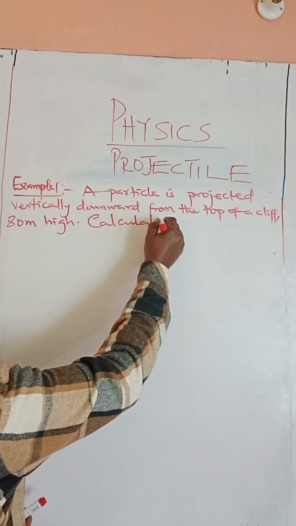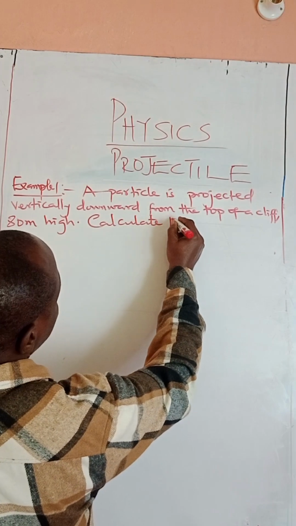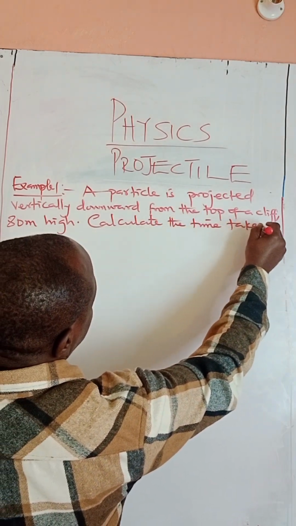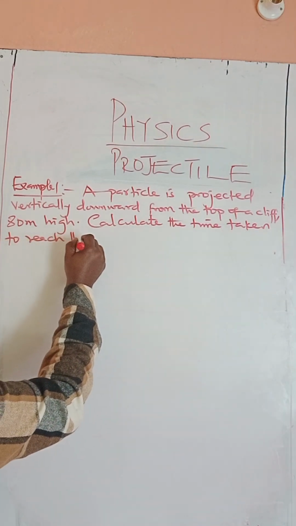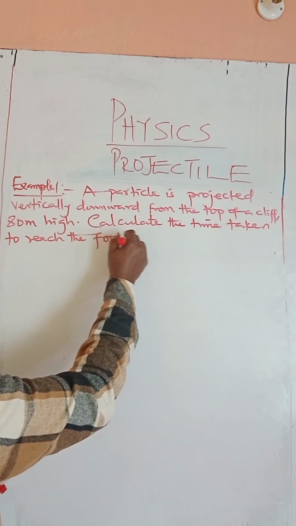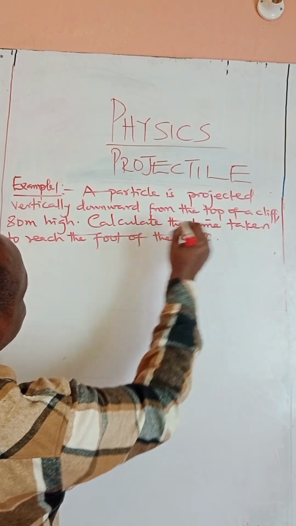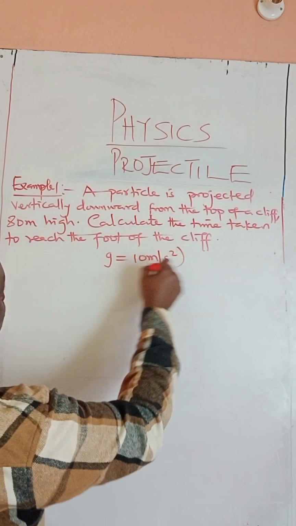Calculate the time taken to reach the foot of the cliff. Take g to be equal to 10 meters per second squared.